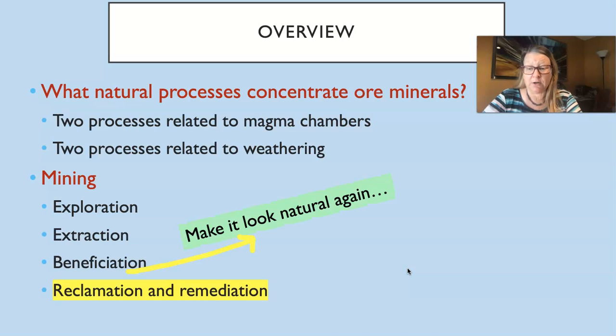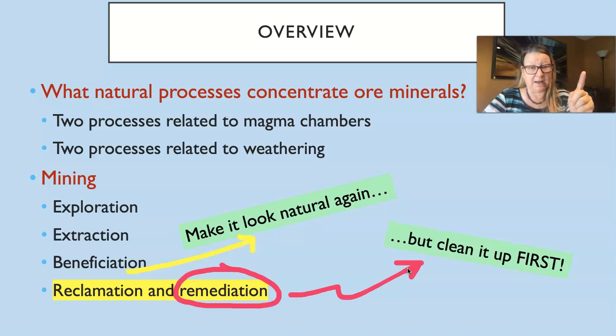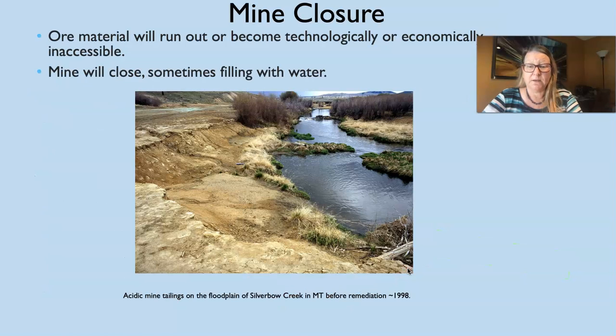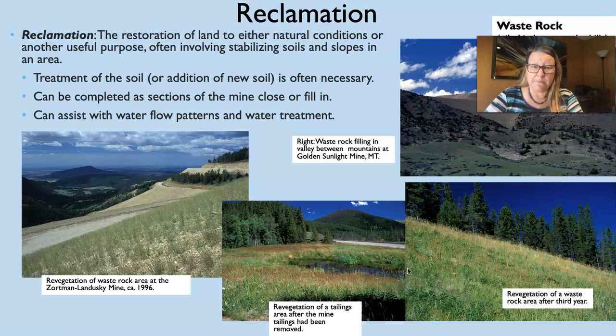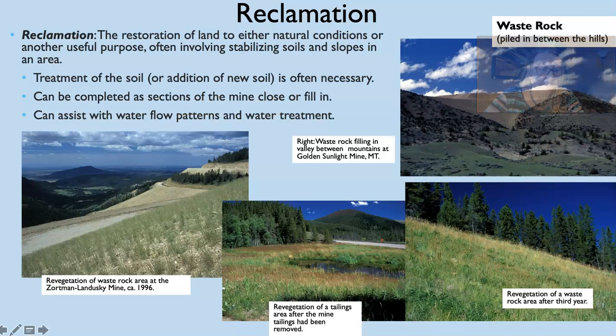So the last part here is reclamation. When your mine closes, we want to make everything look nice again. But first, we want you to clean it up, and that's remediation. So the mine closes because maybe you've run out of the material you want, or it's no longer economically feasible to keep getting the mineral because now it's deeper and you don't have the technology to get it. And so mines close. Sometimes they fill with water if they're underground, but you always have to make sure you clean it up. So reclamation, as I mentioned, is the making it look natural again part.